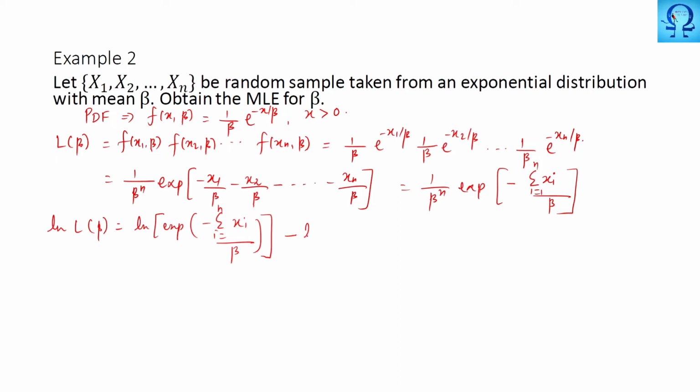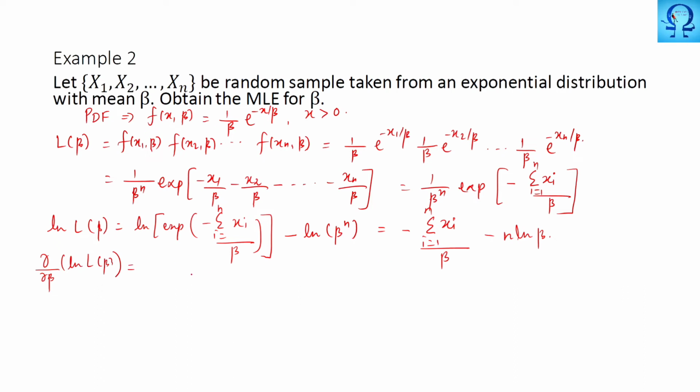Okay, minus log of beta to the power n. So this log and exponential get cancelled, so we are left with minus summation i runs from 1 to n xi upon beta, and minus n times log beta. Okay, now let us differentiate this one with respect to beta. So log of L of beta.